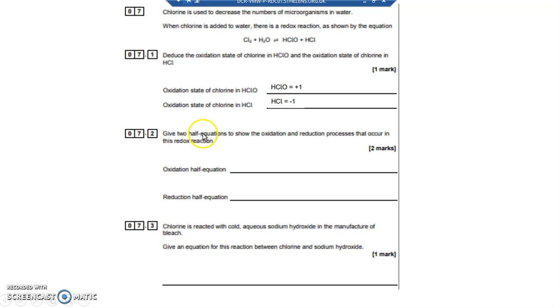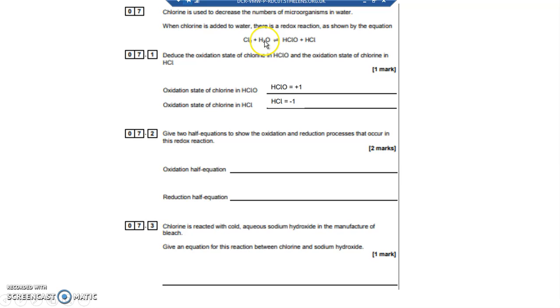Remember, half equations have electrons in them, e minuses, to show the oxidation and reduction processes that occur in this redox reaction. So first of all, I've got Cl2, chlorine, in oxidation state 0. If it's atoms or just an element, one symbol on its own, then it's in oxidation state 0. So that Cl is going from 0 oxidation state up to +1 oxidation state in HClO. If the number goes up, the oxidation state goes up. That's oxidation. So this is the oxidation half equation where I've got Cl2 going to HClO.